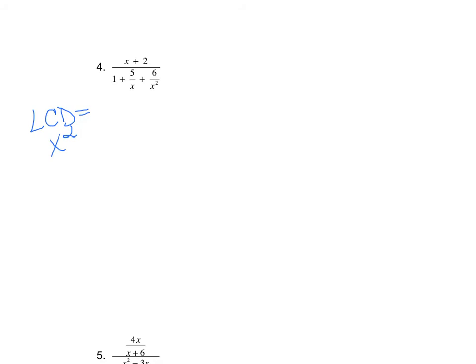All right, so I'm now going to multiply every term by x squared. So I'm going to multiply the numerator by x squared. It's not a fraction, so I'm not going to make x squared a fraction. I'm going to multiply the 1 by x squared. It's not a fraction, so I'm not going to make that a fraction. I'm going to squeeze this in and multiply 5x by x squared over 1. And then 6 over x squared is also going to get multiplied by x squared over 1.